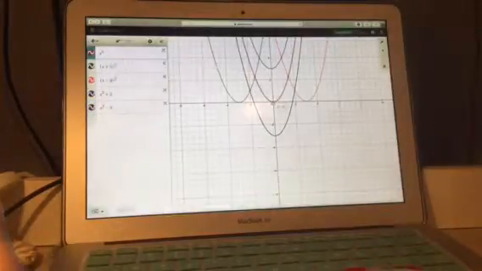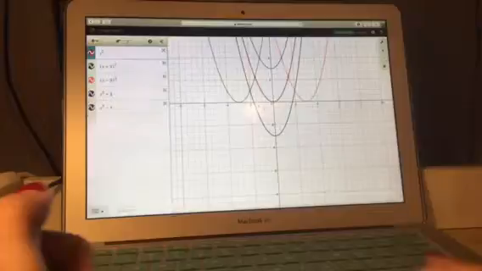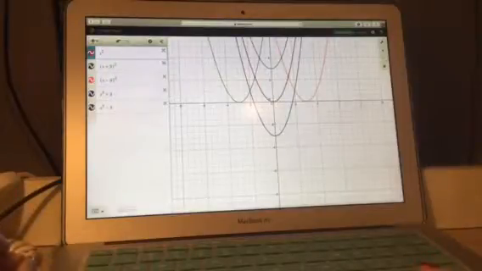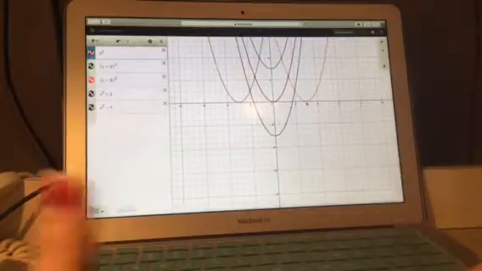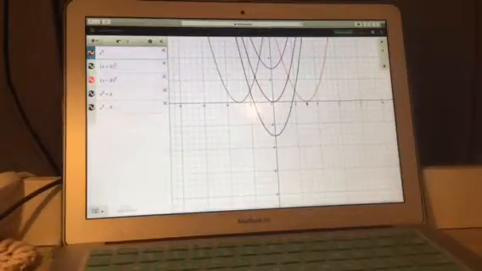So our red is our original parent function, and the kids could see on the green, well, that plus 3 made it shift negative 3 on the x-axis. The minus 3 made it shift positive 3. Those are kind of the opposites. Horizontal is always opposites, I tell my kids.